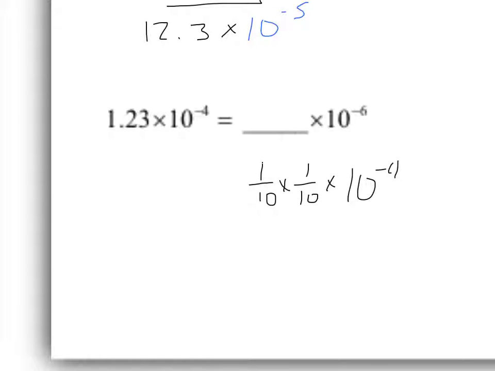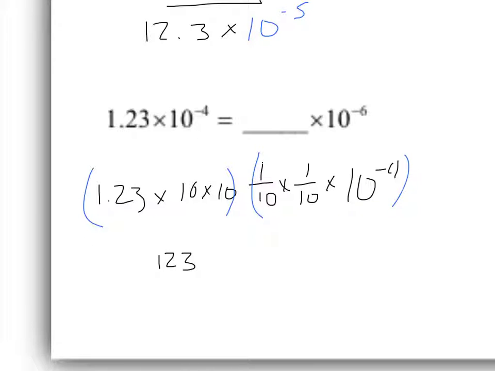But I can't just add in those multiplications of 1/10, so I need to balance them. What do I need to balance them with? How many multiplications? 2 multiplications of 10. So I'm going to combine this, 1.23 times 10 gives me the 123 times 10 to the negative 6th.